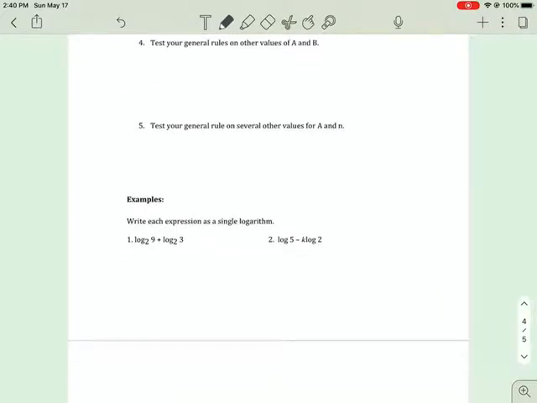So we're going to practice using logarithms. Eventually, the goal is to use these properties to help us solve the big question: how do I solve when x is in the exponent? How do I solve for x? So we're going to be using these properties to help us do that.